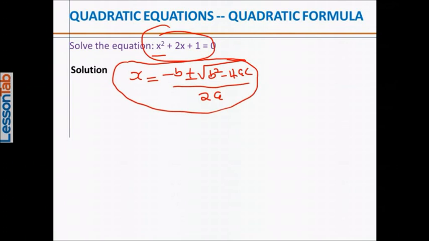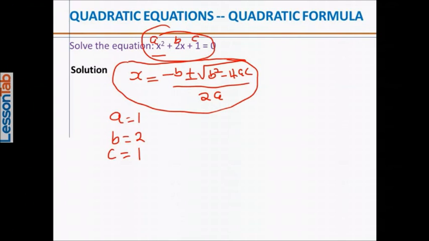Alright, so first, what do we have as the value of a? What is b? And what is c? Well, let's start with the easier ones. The value of c from this equation above is 1. The value of b is 2 and the value of a is 1. Therefore, we say a is 1, b is 2, c is also 1.